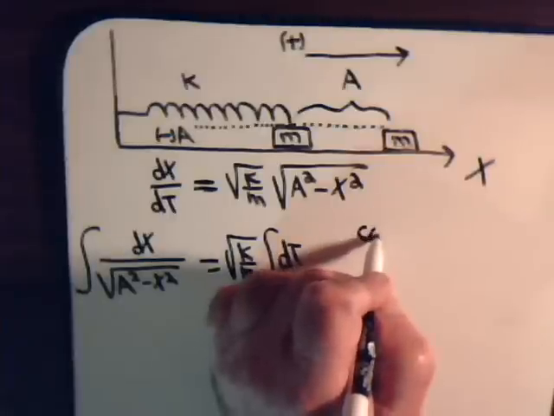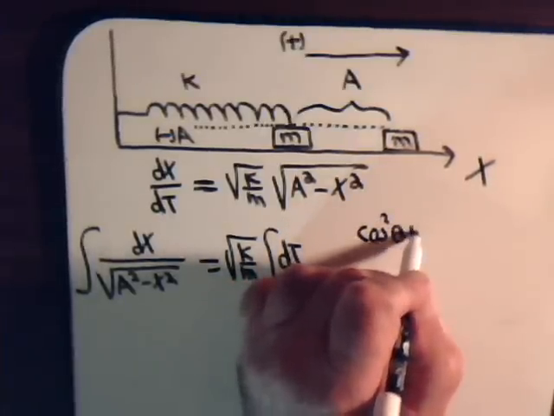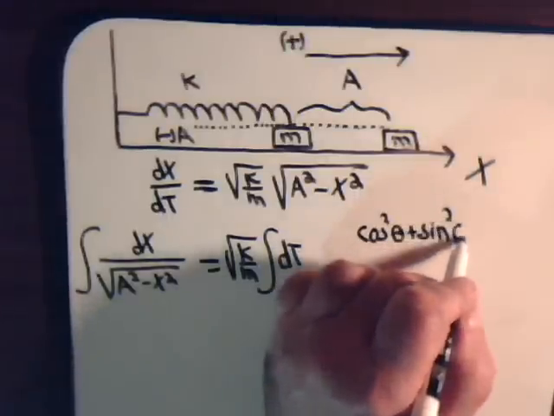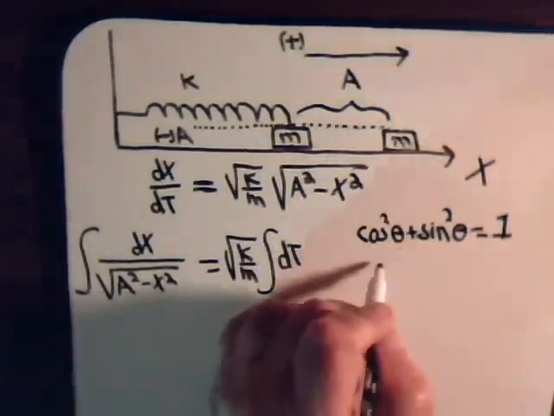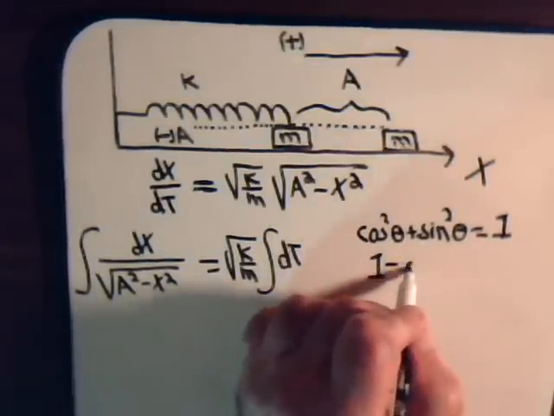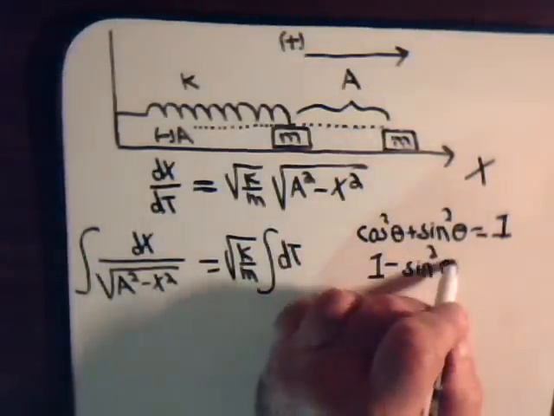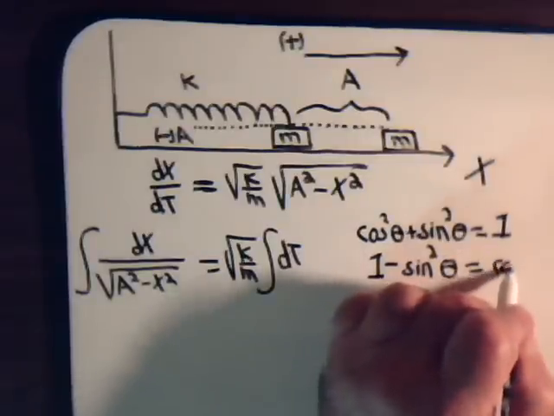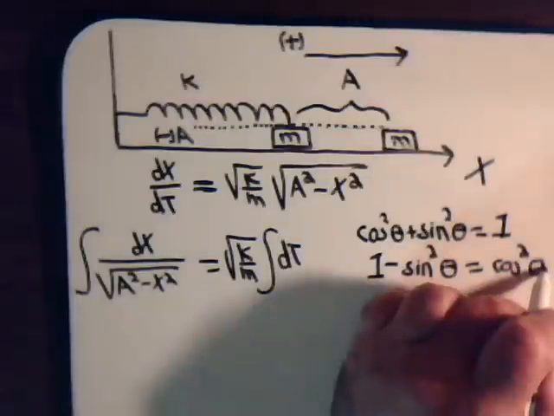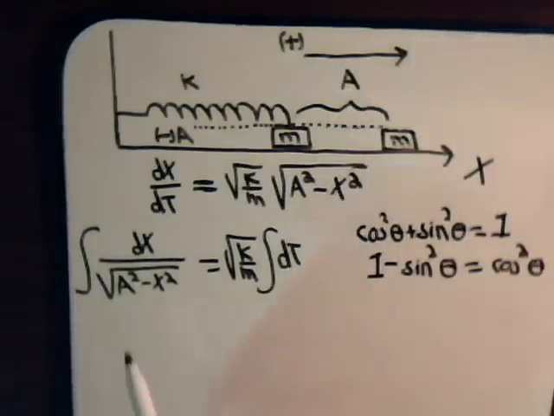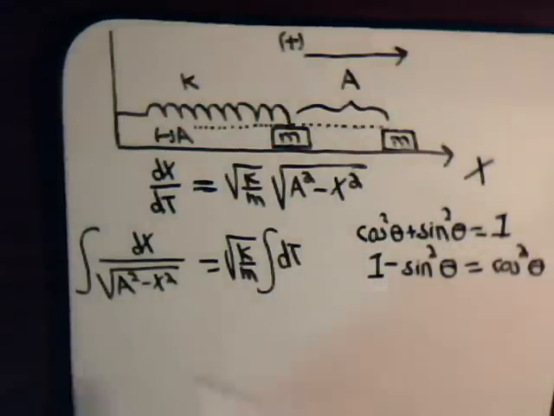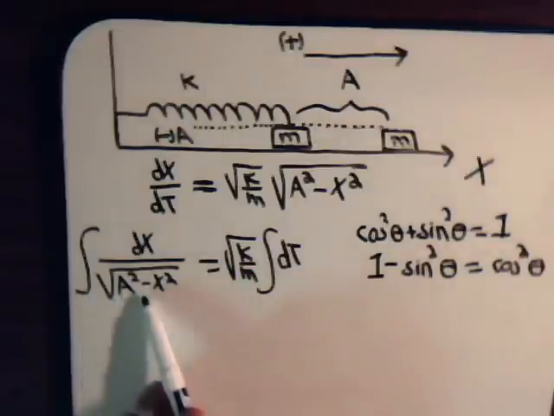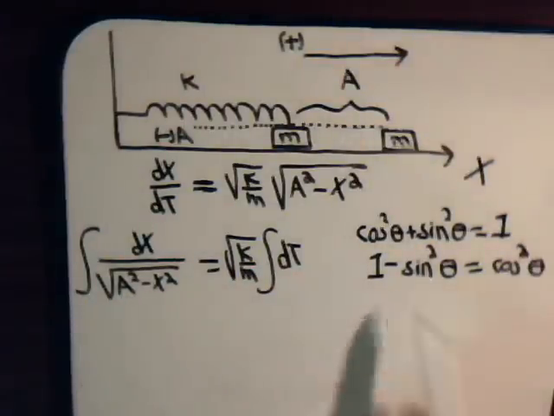Remember, cosine squared plus sine squared equals 1. Or we can say that 1 minus the sine squared of theta is the cosine squared of theta. Here we have a constant minus a variable, where the constant is 1. We want to see if we can make a constant minus a variable look like this by using a trig substitution for our variable x.